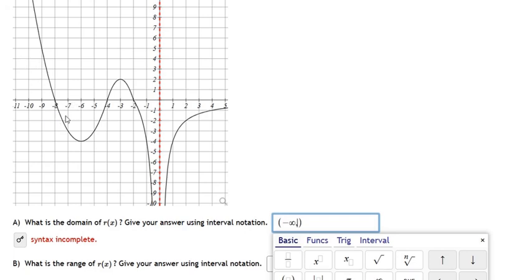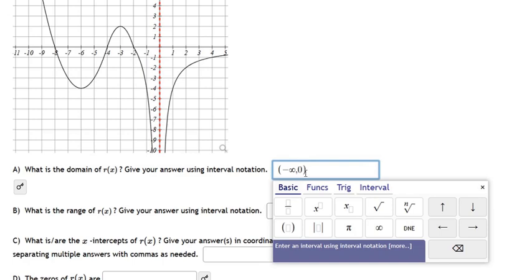And if you keep reading it from the right, we have all these negative values, except we get to 0, and 0 is not possible because of an asymptote. So we have to stop at 0. Parentheses means we don't quite reach 0.